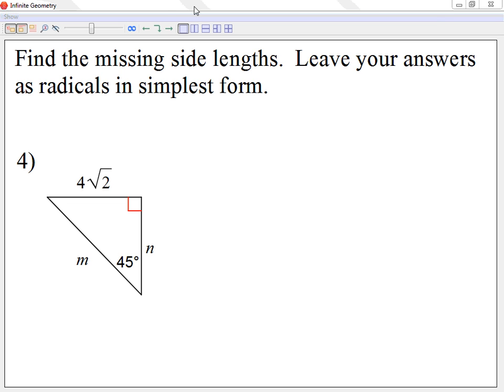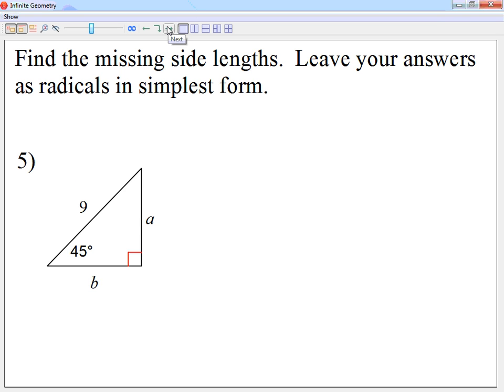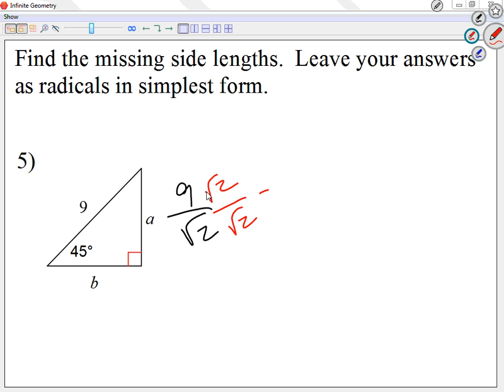5? See, I read your mind. I was going to do 5 earlier. Looking at A, I want to go 9 divided by radical 2. In this case, I have to divide. No radicals at the bottom, so multiply top and bottom by radical 2. So on the top, we have 9 radical 2. At the bottom, we have 2. For B, I'm going to get 9 radical 2 over 2.